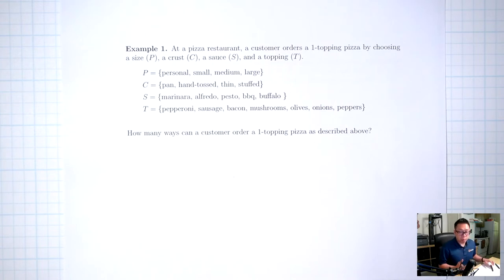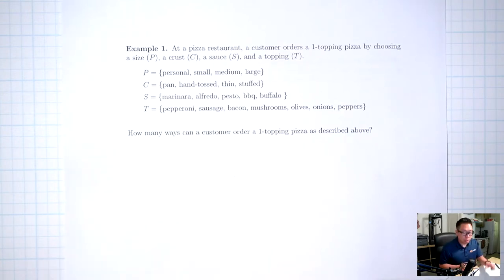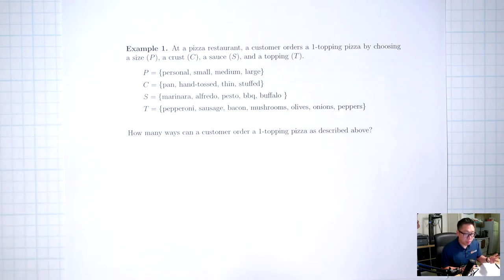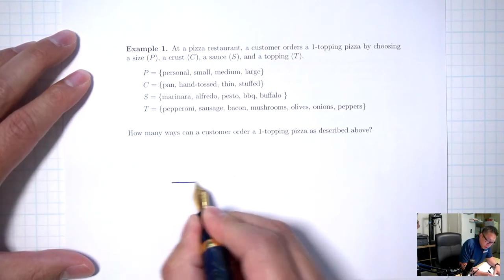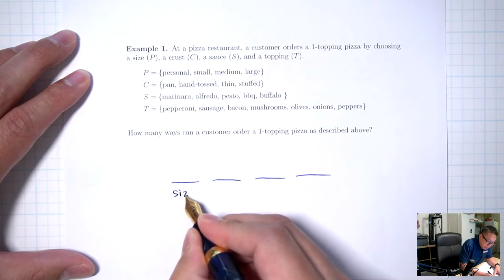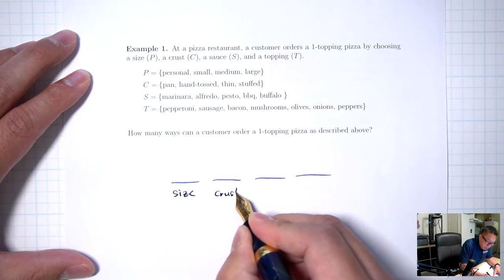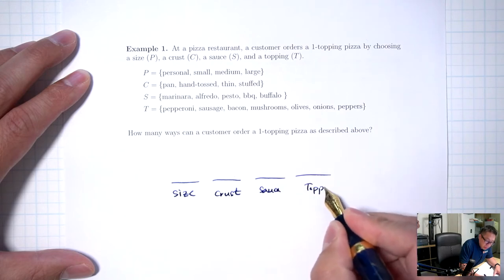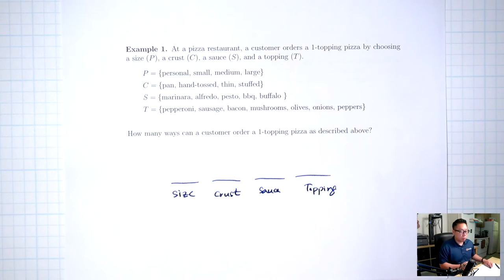To use the counter principle, you have to first decide how many blanks you need. Okay, and that's how many choices you have to make to order this one-topping pizza. We have to choose a size, that's one, crust two, sauce three, and topping four. So there should be four choices. So four blanks. The first one was for size. Second one was for crust, sauce, and topping. And all you do is for each blank, count how many options you have for each blank.